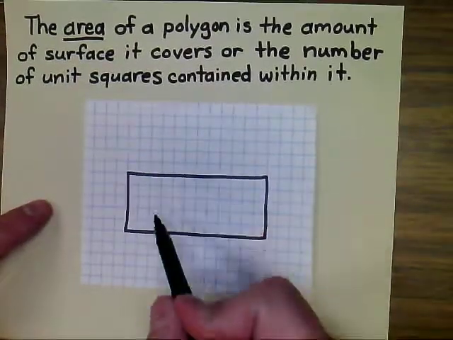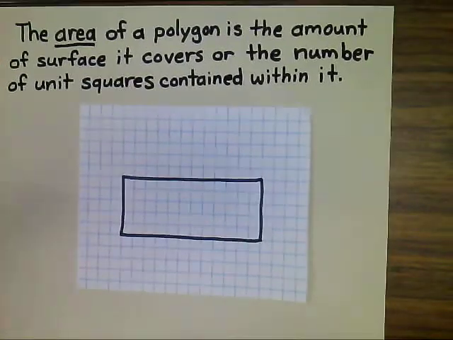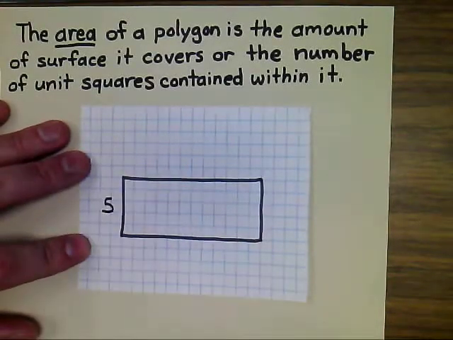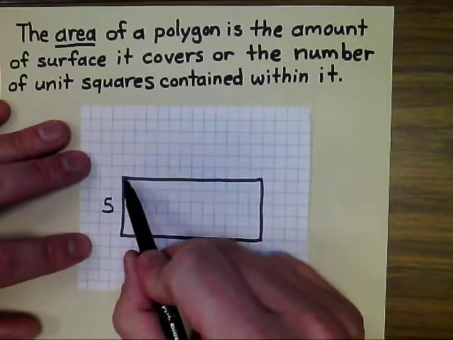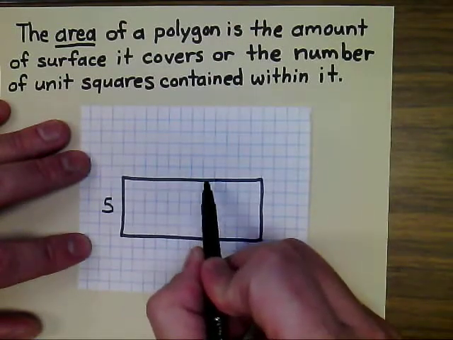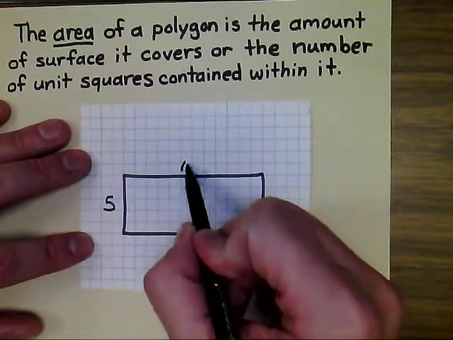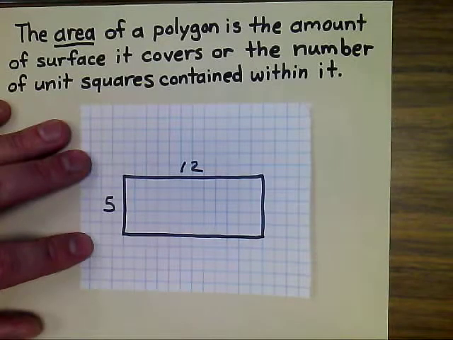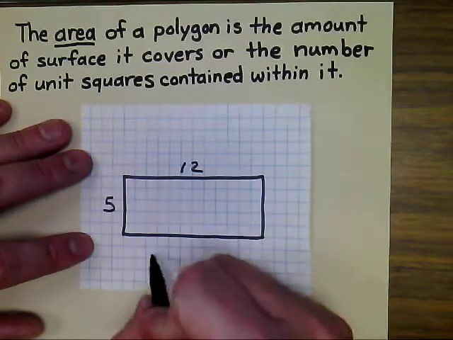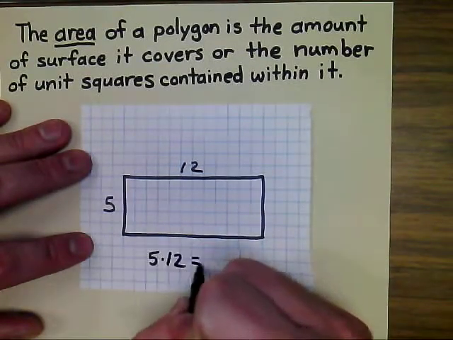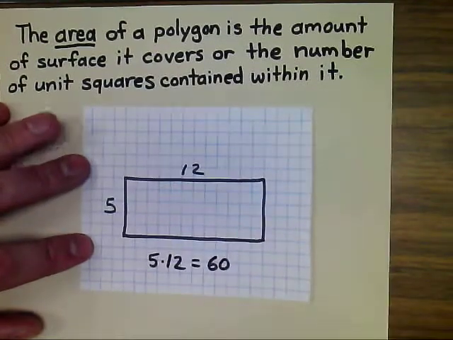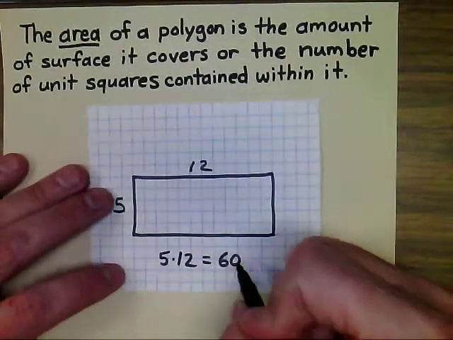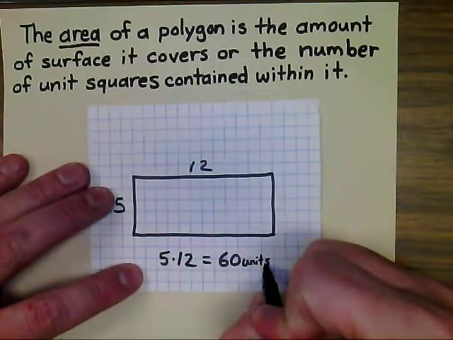To count all 60 of these would take a while. What we've learned is when you're dealing with a rectangle, if you've got a length of 5, as you do in this situation, and a width of 1, 2, 3, 4, 5, 6, 7, 8, 9, 10, 11, 12, rather than counting 12 rows of 5 or 5 rows of 12, we can just multiply 5 times 12. And since 5 times 12 equals 60, it tells us that there are 60 squares here. Now, to go further, because we're dealing with squares, our answer would be 60 units squared.